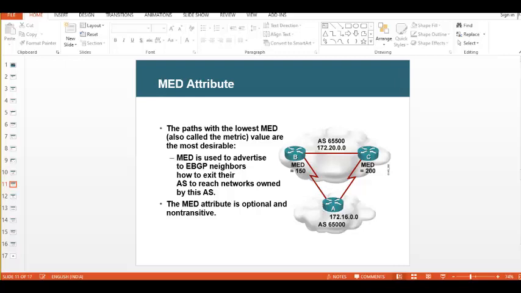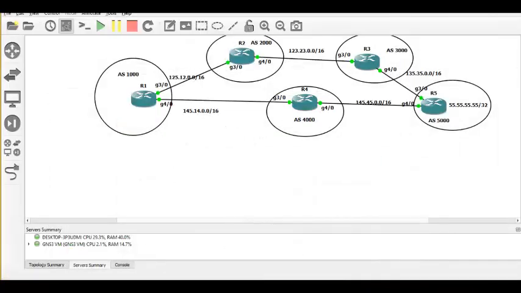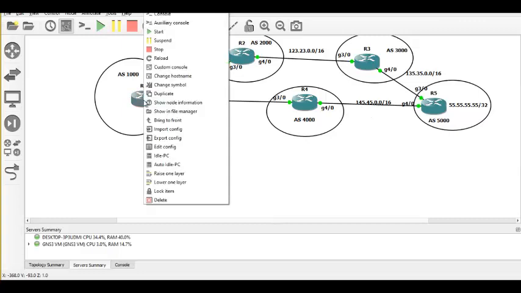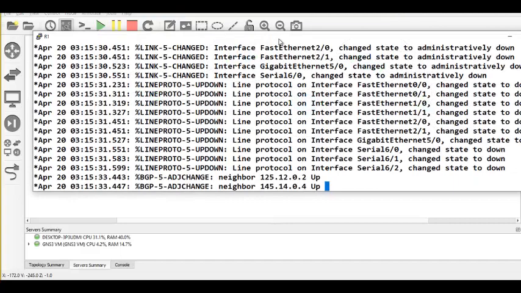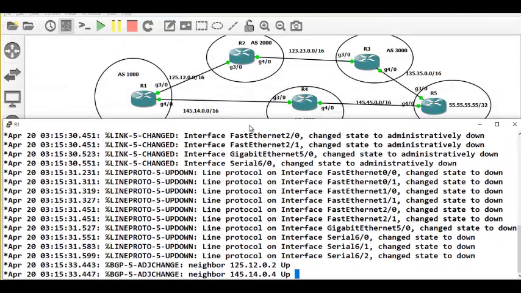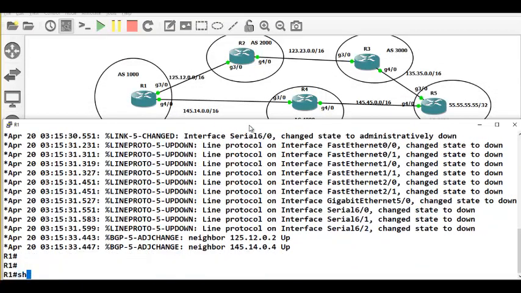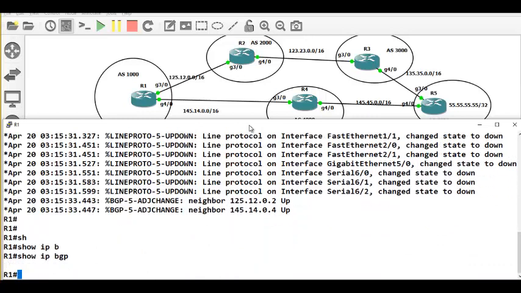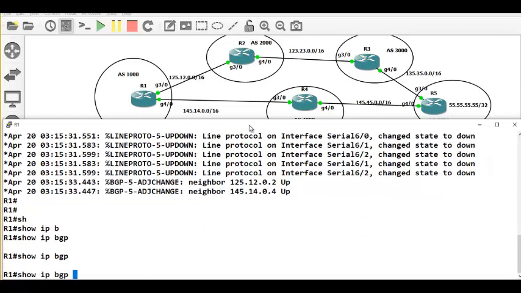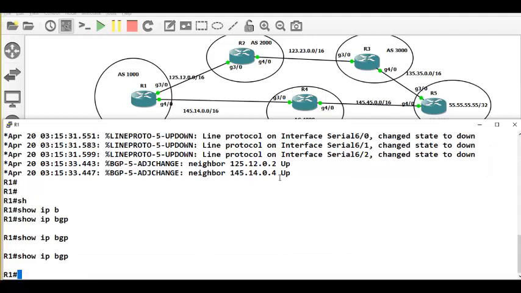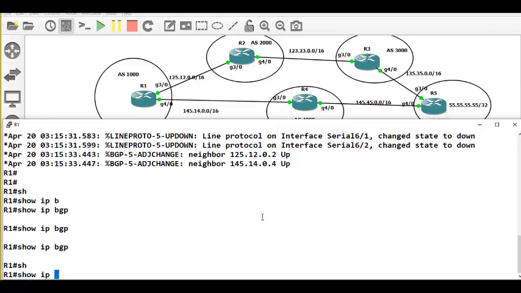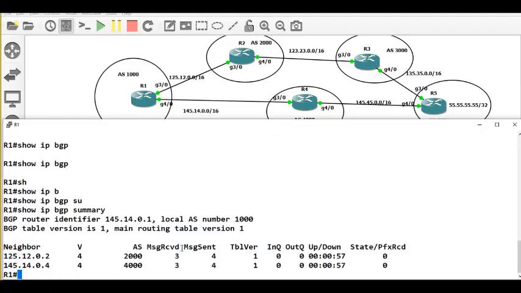Fine. Now let us see one example for weight. I have router 1. Right now, to reach the 55 network, it should be going via router 4. Show IP BGP. Wait some time, it will come. The neighbor has come, but routes are not learned so far. Show IP BGP summary. We have a neighbor. Neighbor is up.